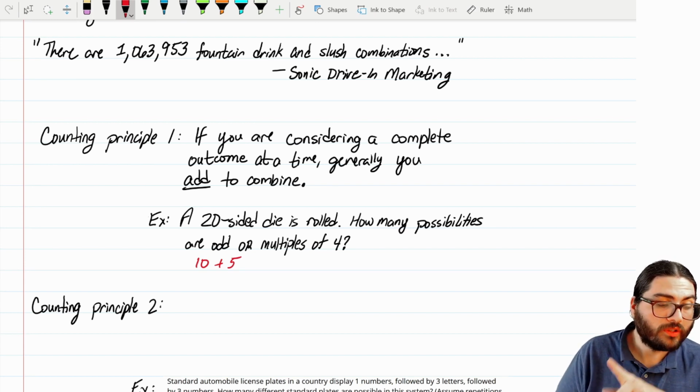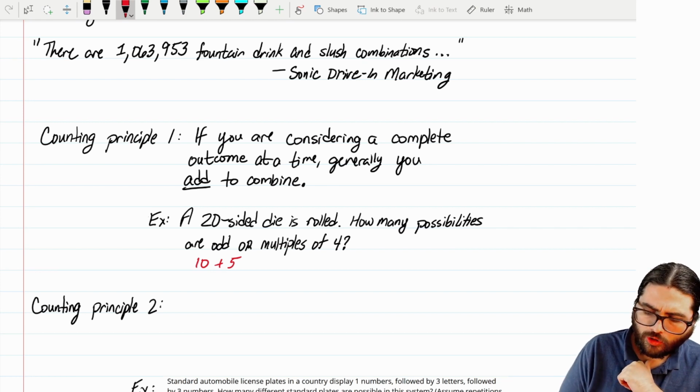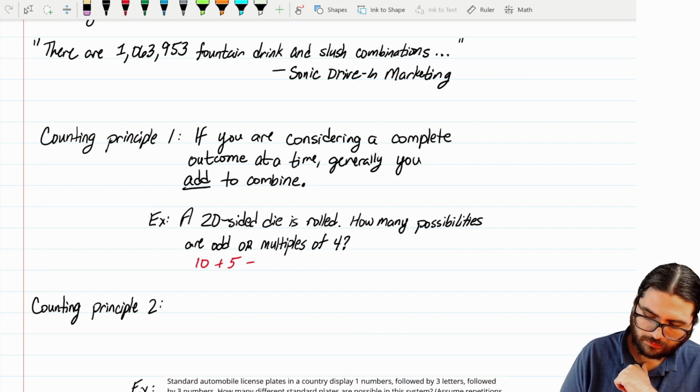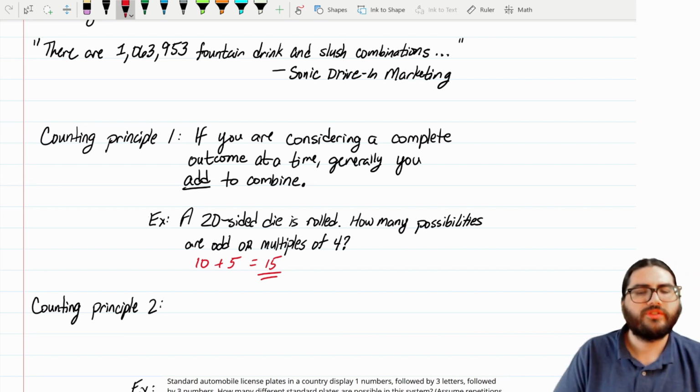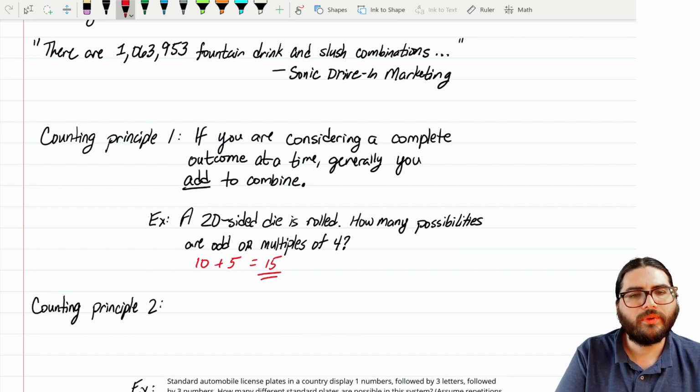And now, just like my Venn diagram, I have to consider, are there any multiples which have been counted twice? I don't think there are any numbers which are odd and multiples of 4 at the same time. All the multiples of 4 are even. If there are, you would have to subtract those out. But here I don't need to. That's 15 total combinations.